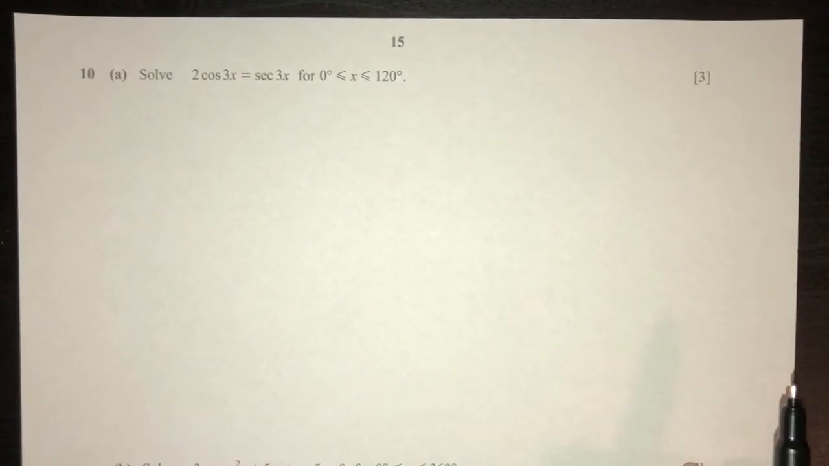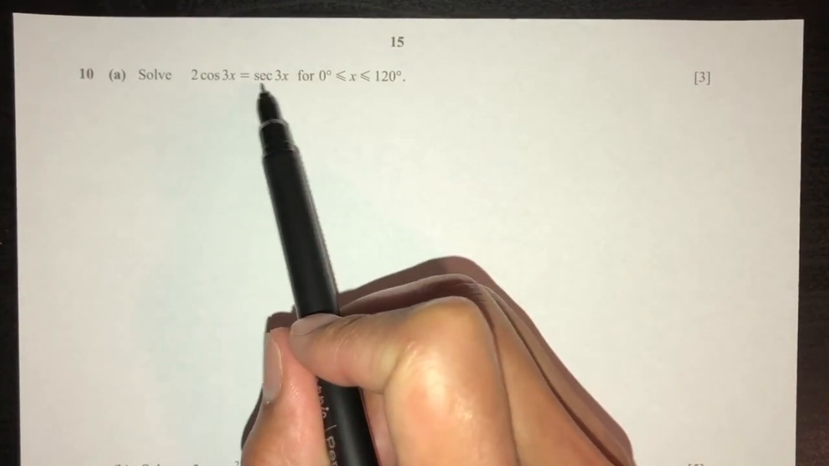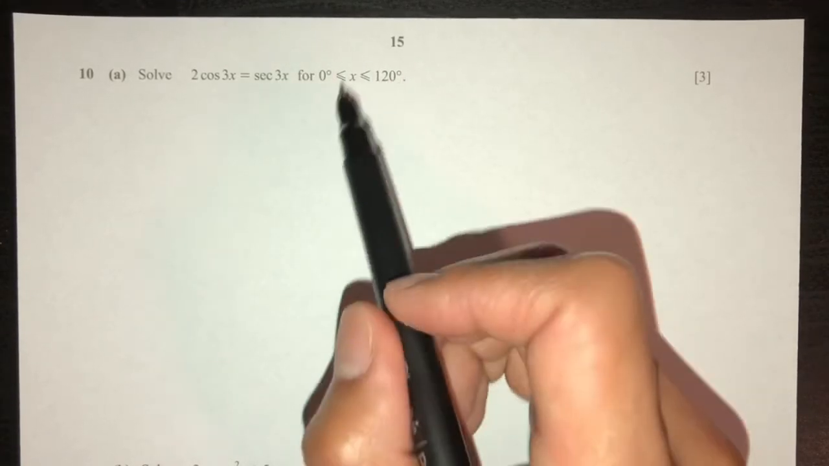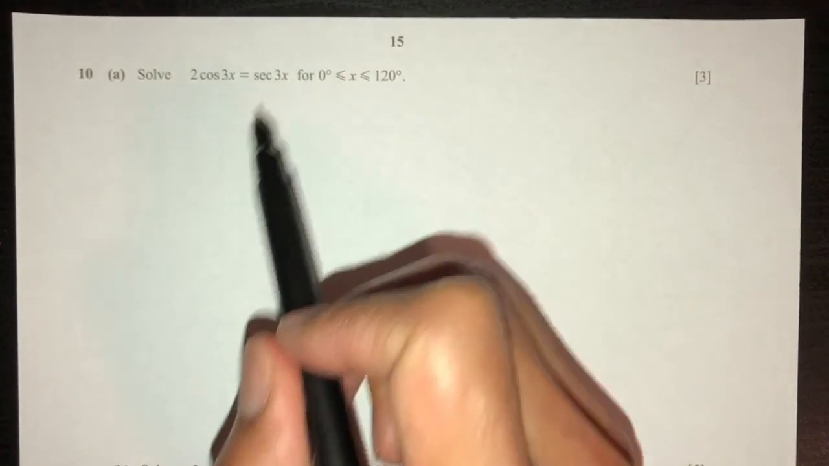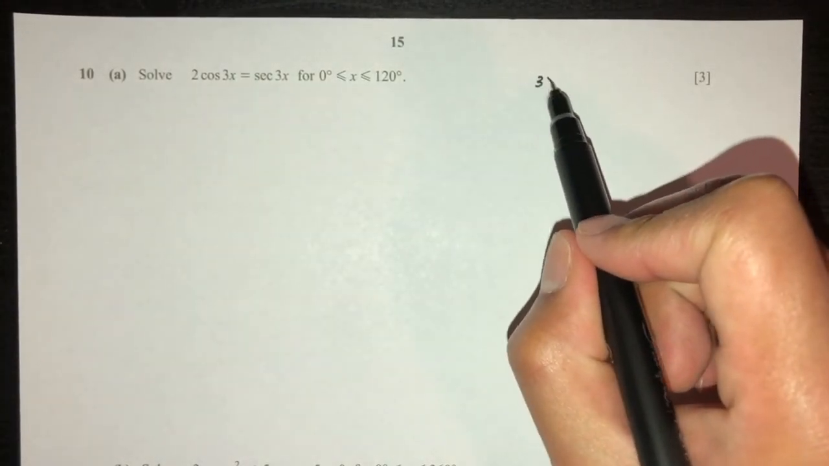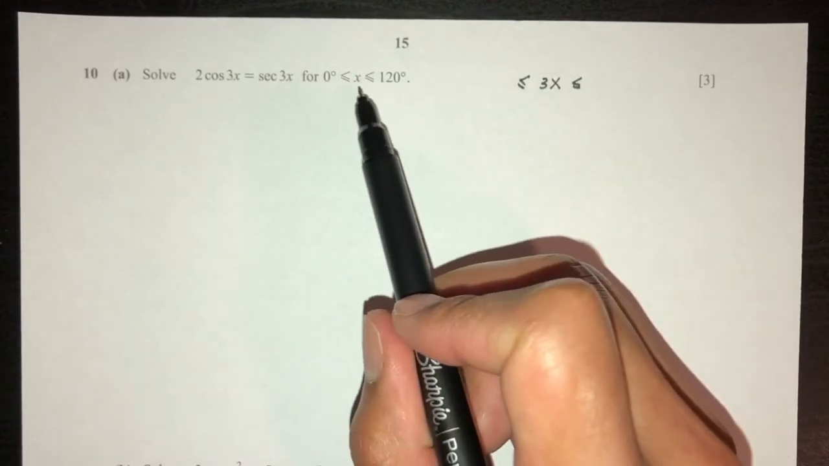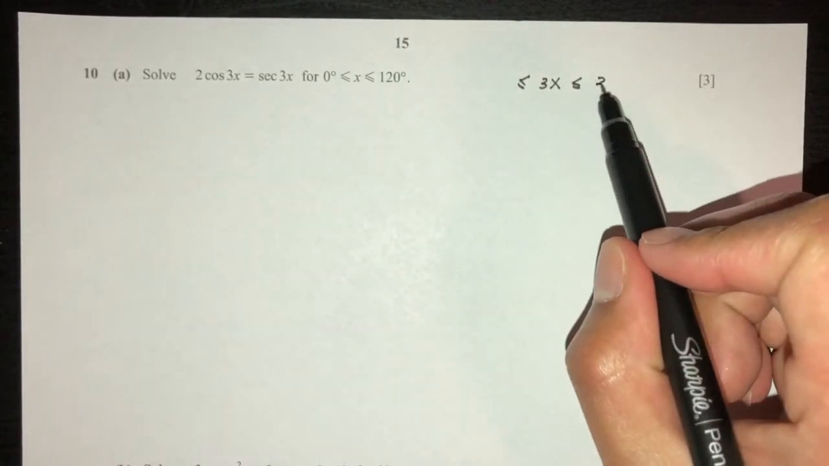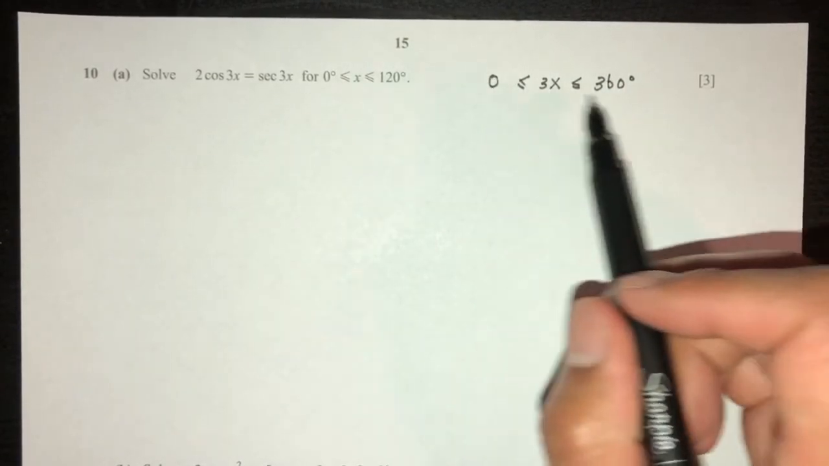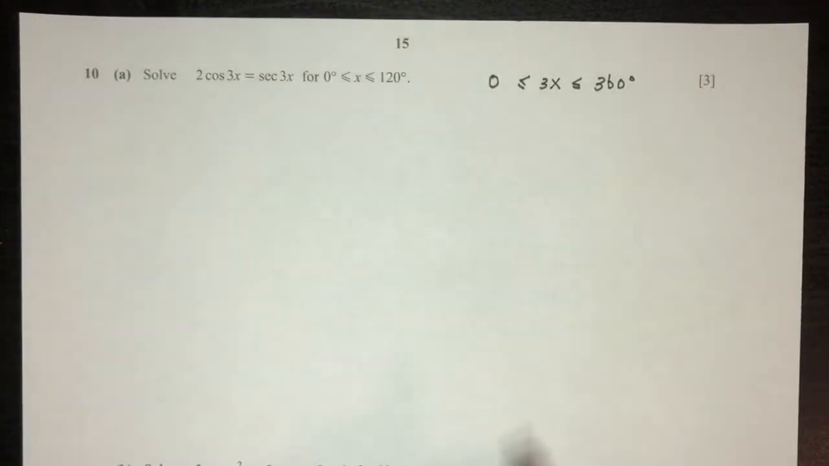So we have to solve this equation. Here we have 2 cos 3x equal to sec 3x, and this is the domain of x. Here we have x, and here we have 3x. So one thing you can do is change the domain to 3x. Let's see what is the maximum and the minimum value it can take. Times 3, that will be 360 and 0. So 3x can be between 0 and 360. That is good to know when you're about to solve this kind of equation.